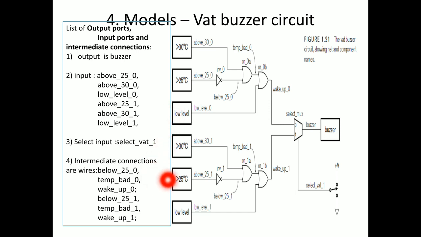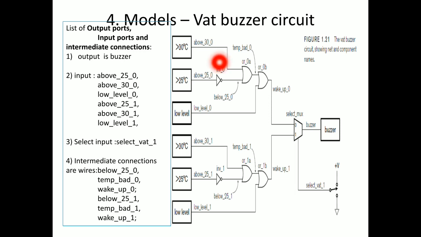They are ending with 1. These are the intermediate signals: VAT 1, temp bad 1, wake up 1, below 25 1. Okay, we'll write the Verilog code. Hopefully how to name the intermediate signals, how to identify the input ports, how to identify the output ports, how to name them, and how to name the same gates which are present multiple times, has been cleared.